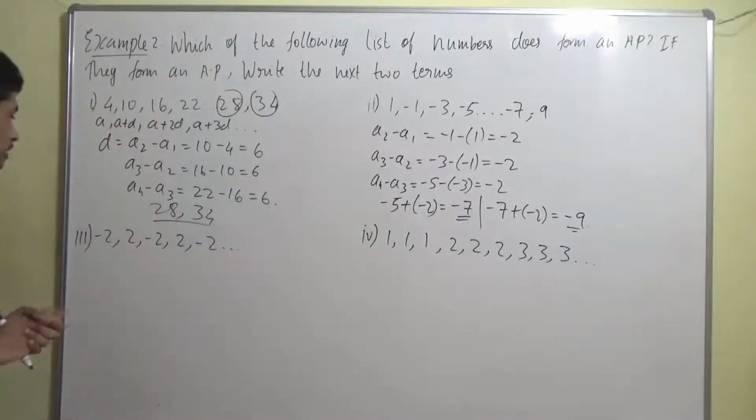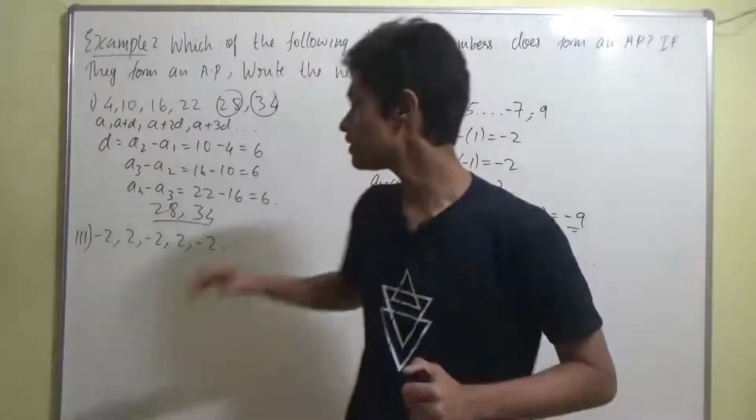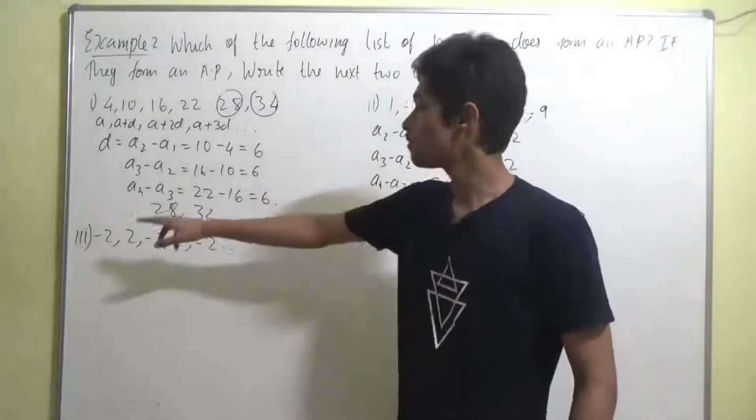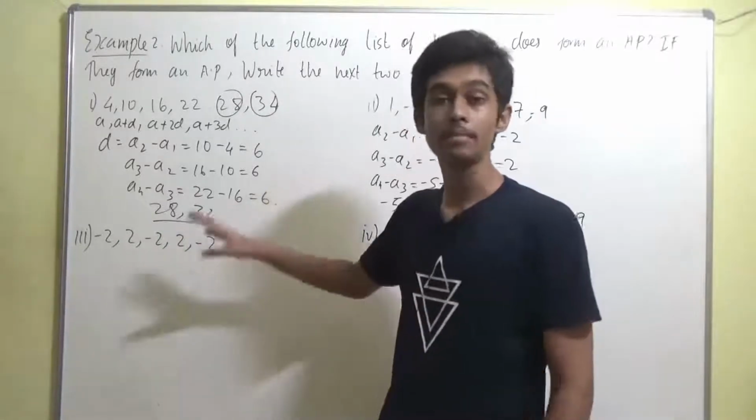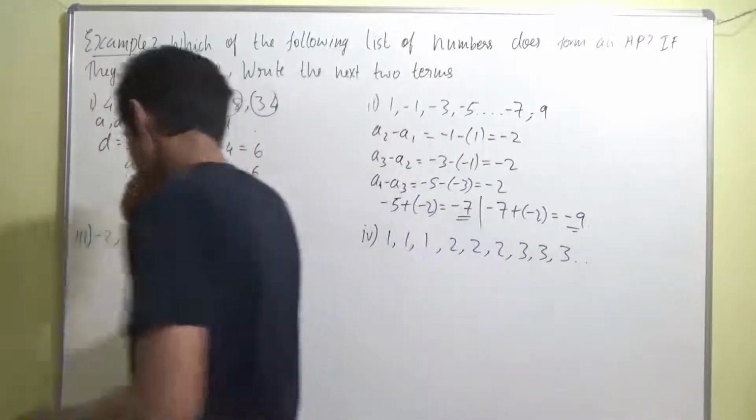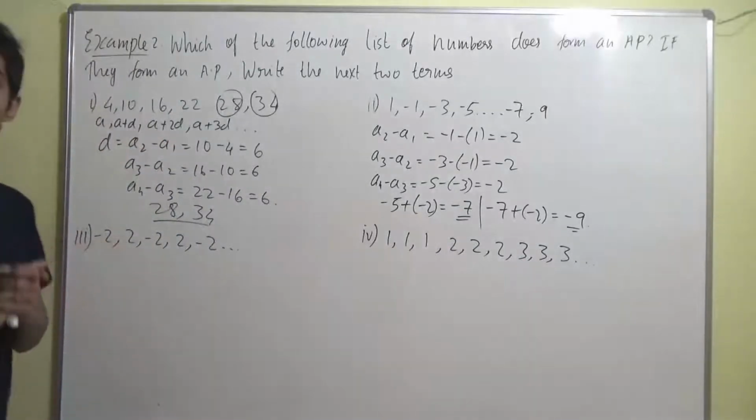Now let's go to the third sub question. In the third sub question they've given minus 2, 2, minus 2, 2, minus 2. So if you see this, guys, you feel like there is some pattern, right? Actually there is a pattern. It's like minus 2, 2, minus 2, 2, minus 2, 2. It keeps on repeating, but it doesn't mean that it's an AP. I'll tell you, guys. Pattern is not equal to AP.